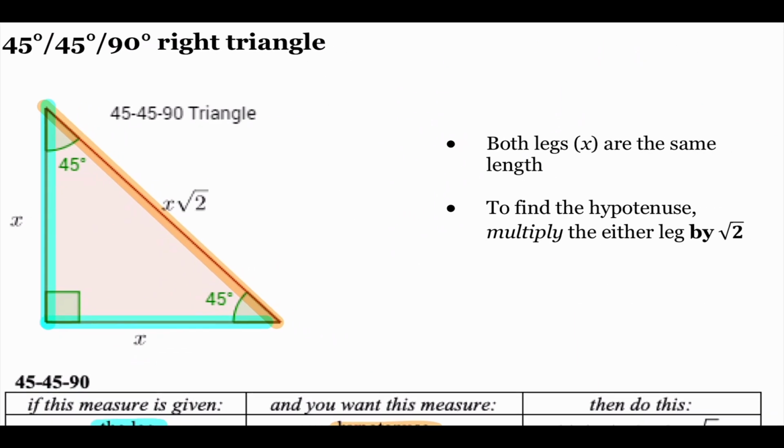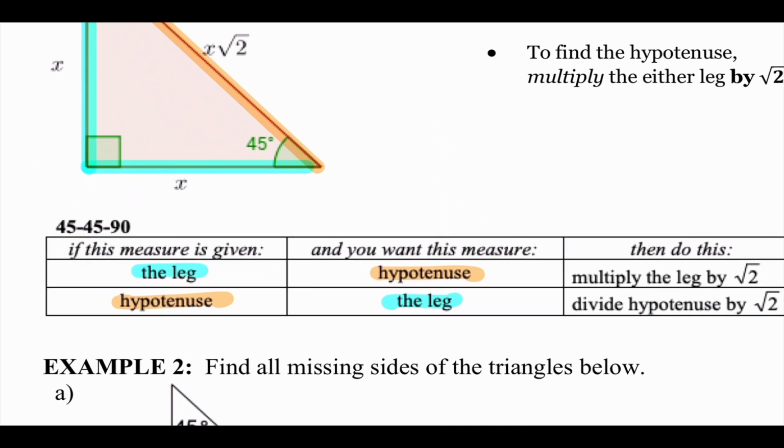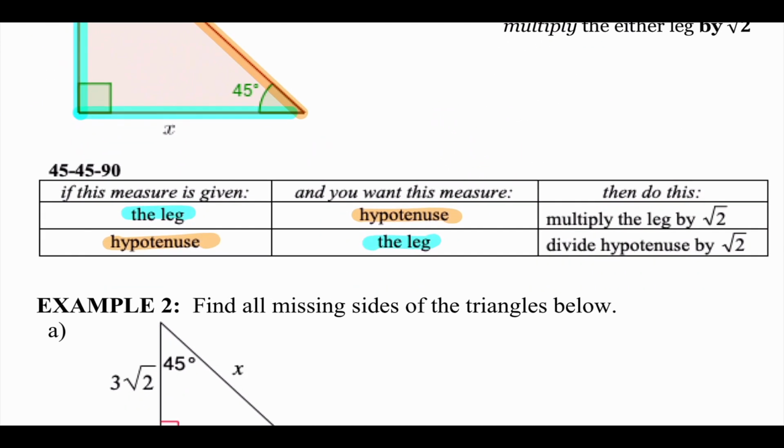Okay, all right, so now 45, 45, 90. This one's easier because the two legs are always the same size. The same angle, 45 and 45, make the same size legs. Same opening makes the same size legs. Okay? The only one that's not the same is the hypotenuse. So to get that, you're just going to multiply one of the legs times the square root of 2. If you start with the hypotenuse and you want to get a leg, you divide by the square root of 2. So it just depends on what's given. Okay? Okay, so let's look at 2a.